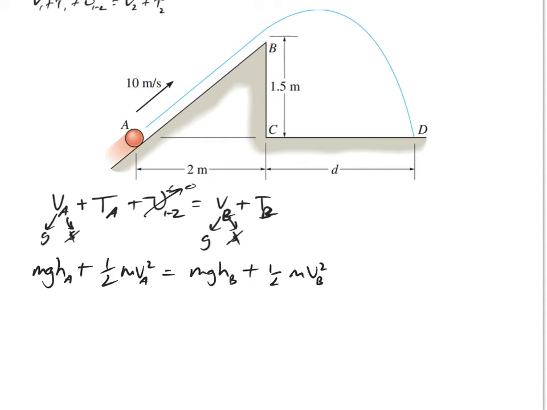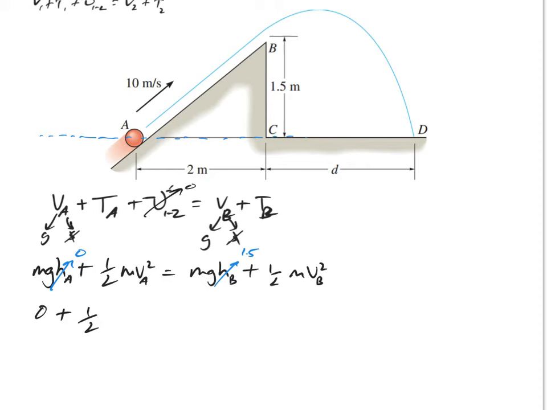All right, so for mgh, I've always got to be positive up, but I can set my 0 point to be wherever I want it to be. I think I'm going to set this right here to be my 0 point. That way, this height at A is 0, but the height at B is going to be 1.5 meters. Okay, but anyway, so this is 0 right here.